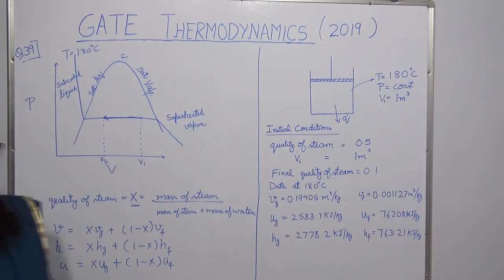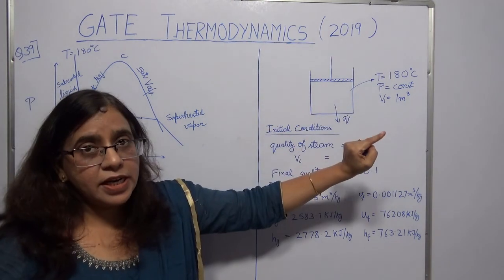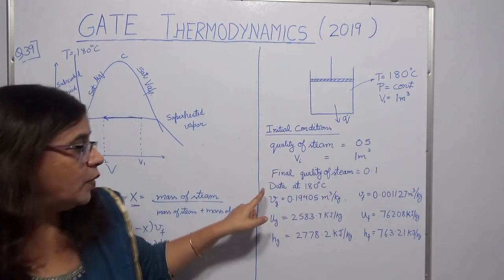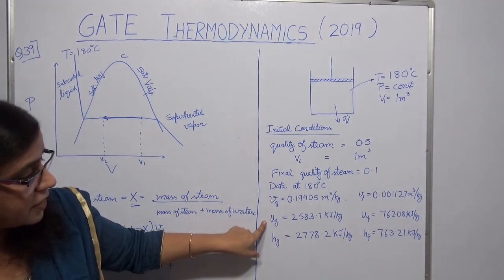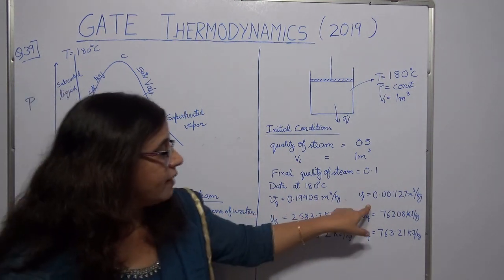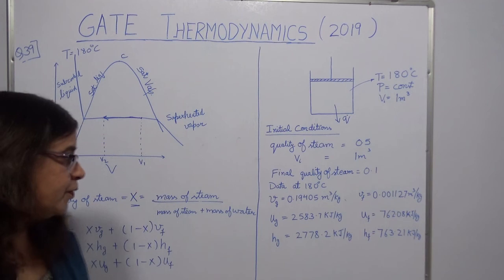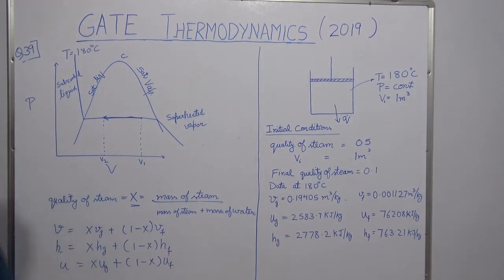Further they have given you the data. At 180 degree centigrade, mind it, temperature and pressure are held constant and only volume is changing, okay. So data like this specific volume, specific internal energy and specific enthalpy of both the vapor and the liquid phase has been given, okay. You can see that they have been taken from the steam table. Fine. So let's first understand what is happening.